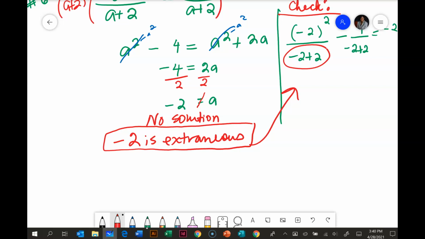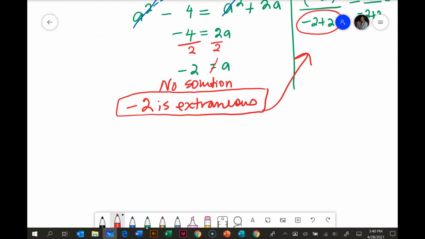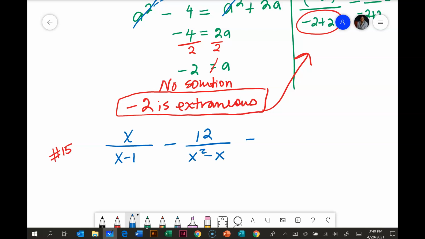All right, let's move on to another example in 6.5, but we're going to go with number 15 instead. Solve the equation again and check the solution. So let's try this one more time. We have x over x minus 1 minus 12 over x squared minus x equals -1 over x minus 1.